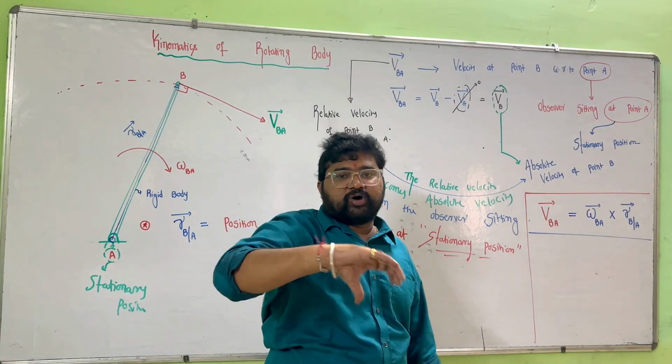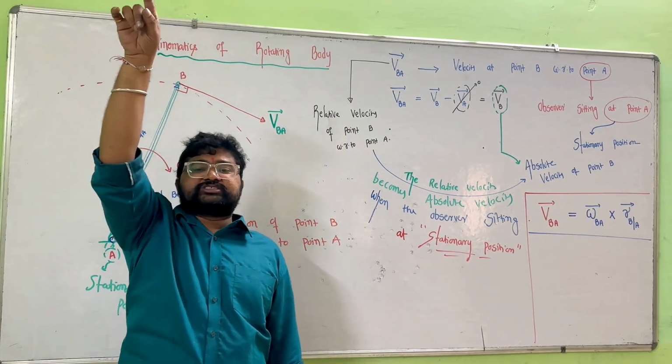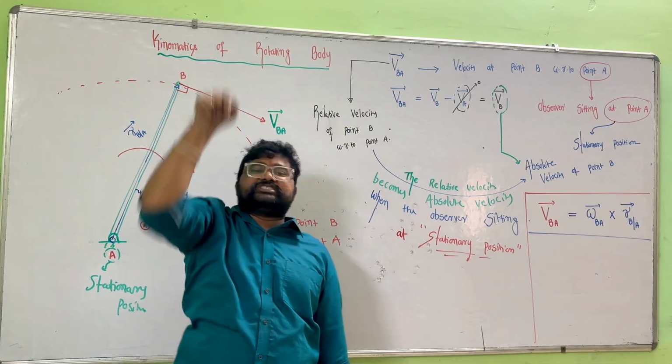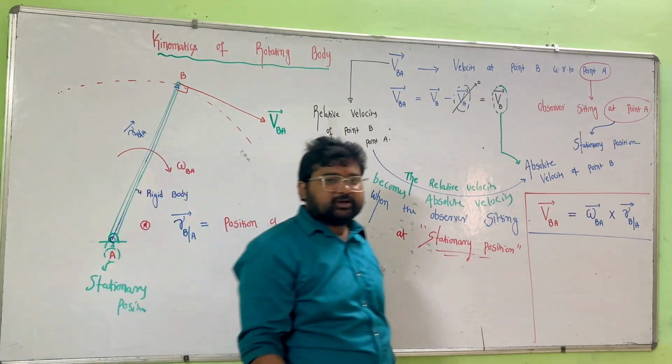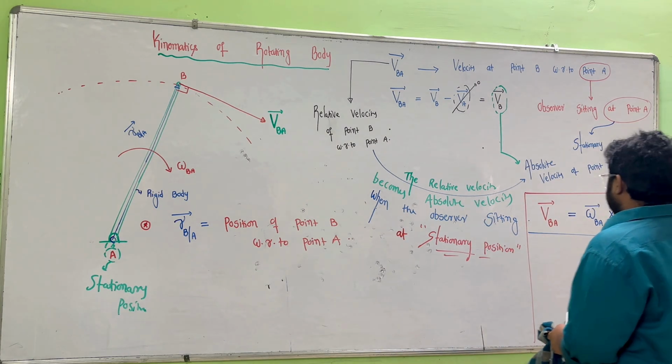Understood? Downward. X, Y, Z. The X reference is what? X, Y, Z. K cap will come. Understood? So that is the direction of angular velocity: omega k cap.